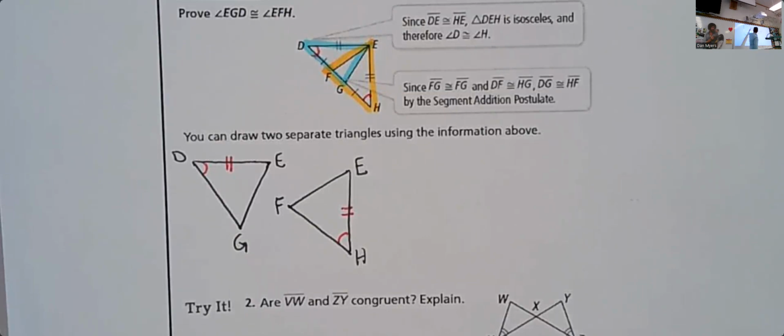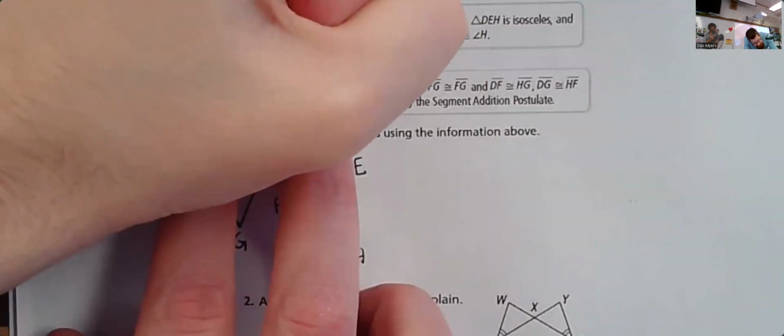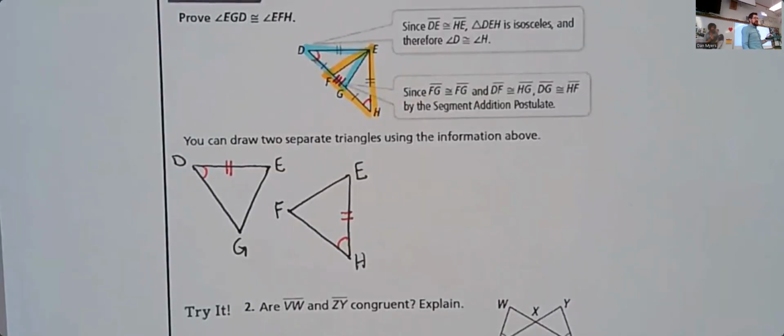However, because the overlapping part, where the blue and the orange overlap here, FG, that overlapping portion has to be the same. So I'm going to go ahead and do 3 little markings on FG here, because FG is the overlapping portion of those two triangles. So that means DG is a combination of a single mark and 3 marks. Everybody see that? And from H to F is also a combination of a single mark and 3 marks.